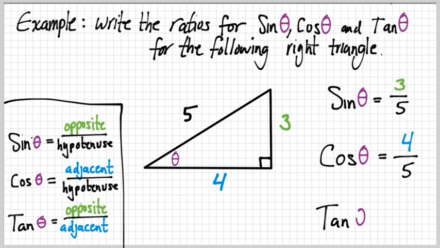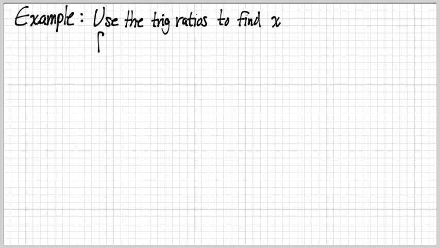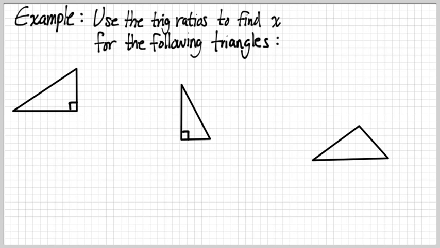And then tangent of theta is, of course, opposite over adjacent, so 3 over 4. Okay? All right, easy enough. Let's move on. We're going to use the trig ratios to find x for the following triangles.